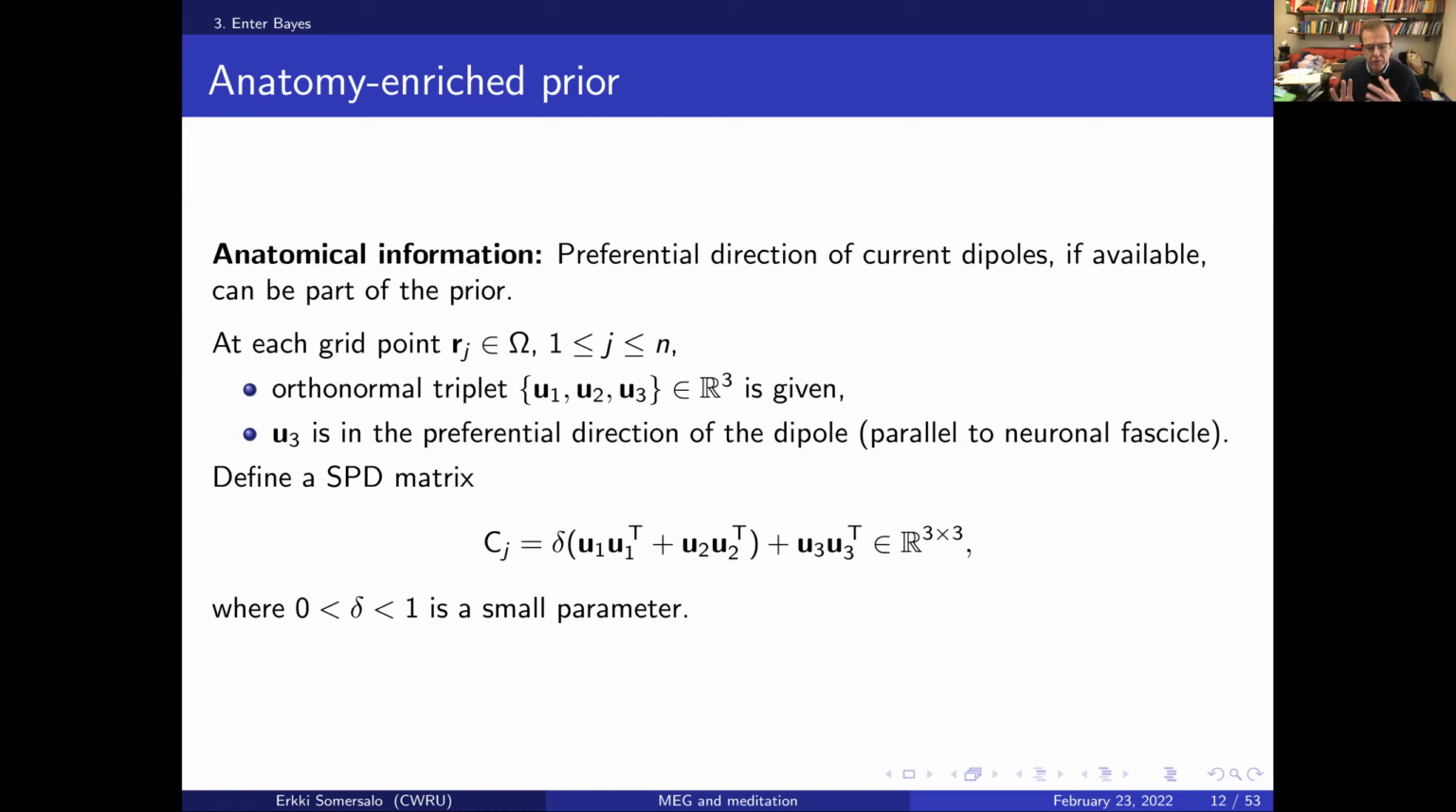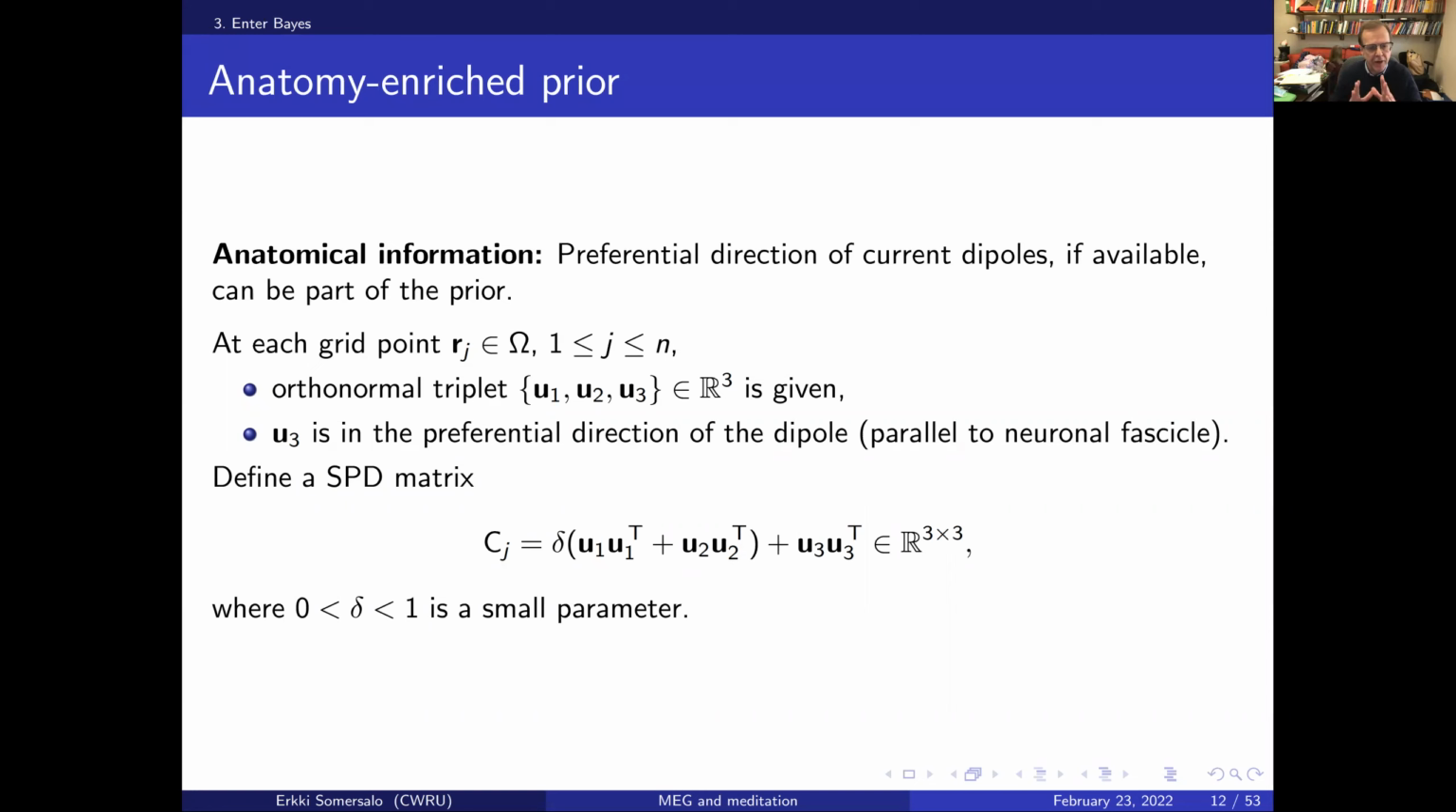For instance, the hippocampus is a very nicely organized brain region, and so is the cortical part of the brain. And so we know that there is a preferential direction for the dipoles. The dipoles are typically parallel to the neuron bundles. So at each point where we discretize, we say that the variance of the dipole activity should be large in one direction, which I denote by U3, and the variance in orthogonal directions should be significantly lower. So I'm using a parameter delta here to indicate that I'm assuming that the variance in the orthogonal directions is smaller than in the normal direction.